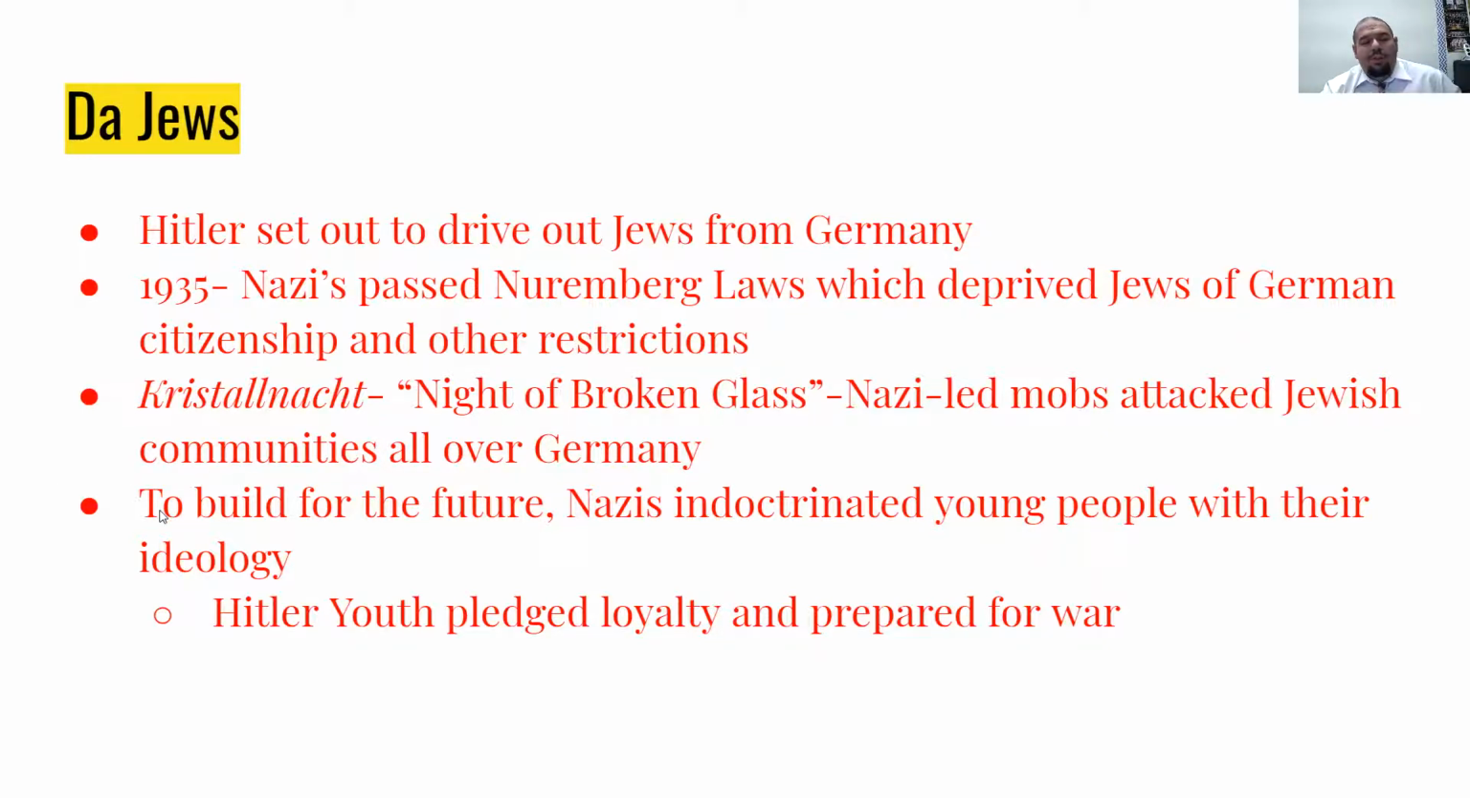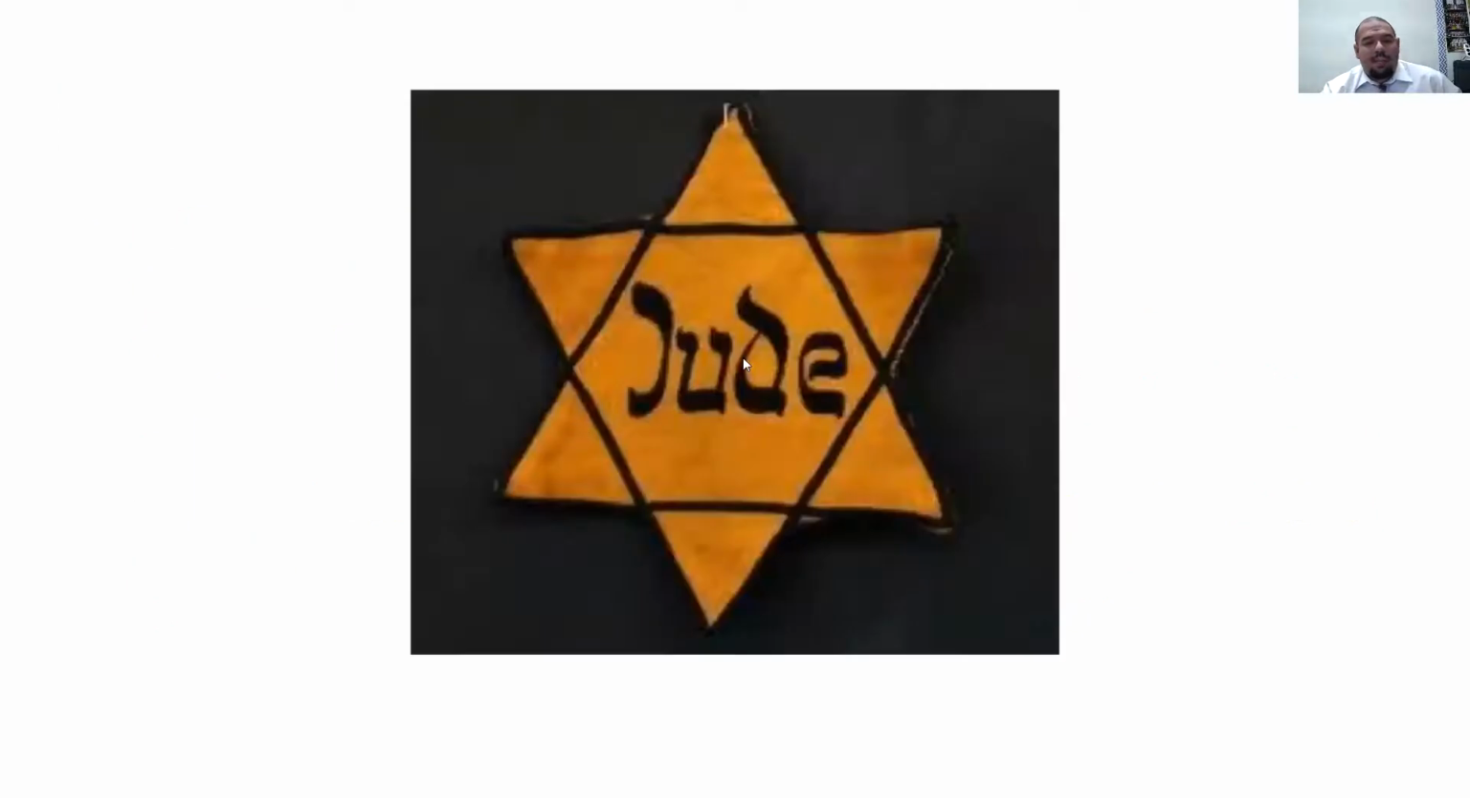And of course, to build for the future, Nazis will indoctrinate young people with their ideology. And this is where the Hitler Youth come up and start to be something. So he will train little boys to be ready to fight. I'm not going to say brainwash, but basically brainwash them. They're going to pledge their loyalty, and they will prepare for war.